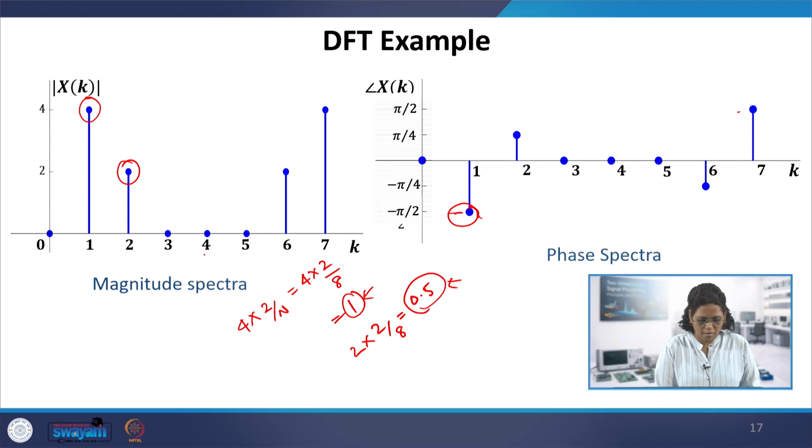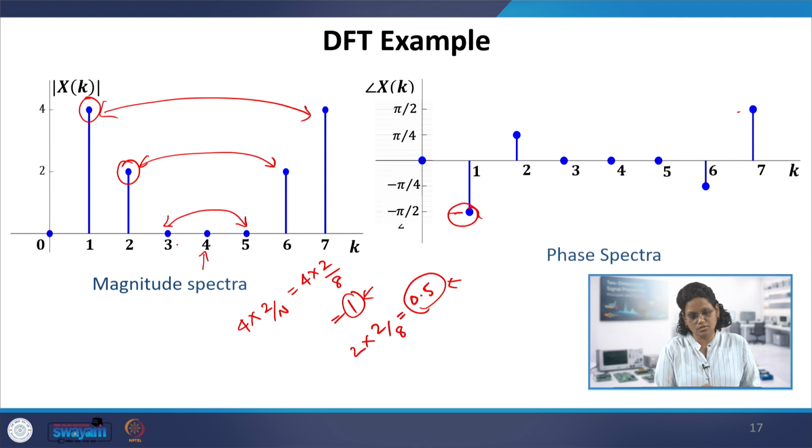Here what is happening is there is a complex conjugate. If you observe, 2 and 6 are complex conjugates. So 1 and 7 are related: 7 is the complex conjugate of 1, 6 is the complex conjugate of 2, and 5 is the complex conjugate of 3. Here 3 is 0, so it is not showing and is going as 0. But here N is 8 and N by 2 is 4.